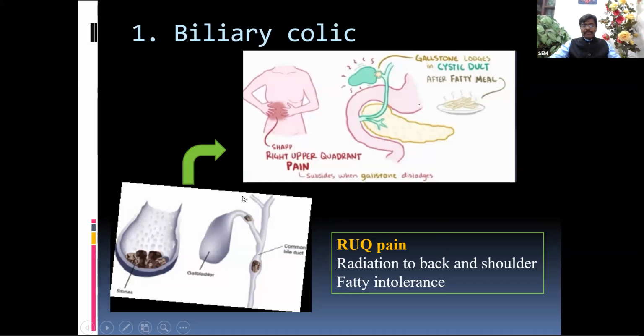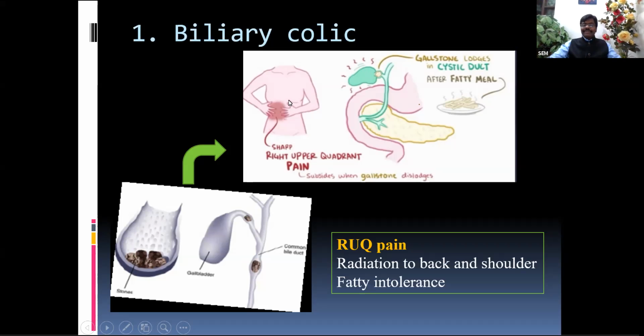Starting from number 1. The first commonest complication is biliary colic. What is biliary colic? As I just mentioned, whenever you have a fatty meal, imagine potato chips or fried chicken or grilled fish or things like that, then you need bile for digestion. So the gallbladder tries to contract. The stone from there can sometimes get dislodged and get stuck in the cystic duct. Immediately you have a pain.